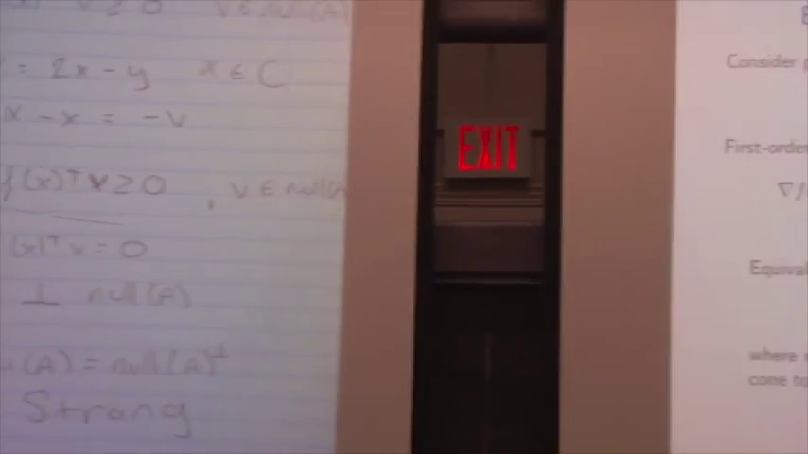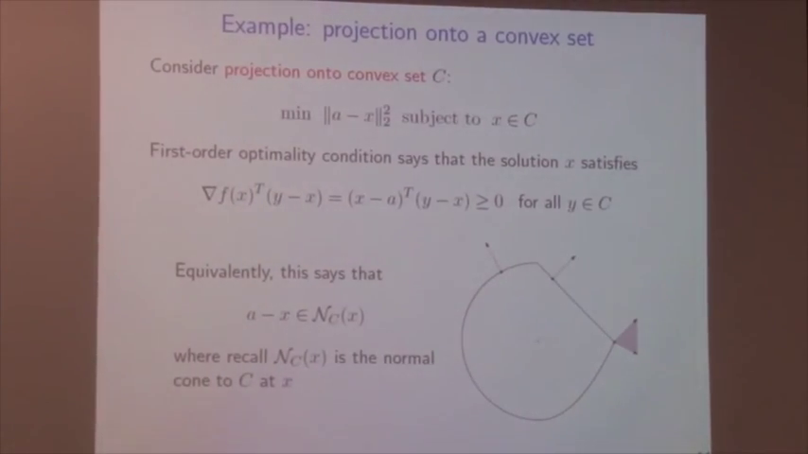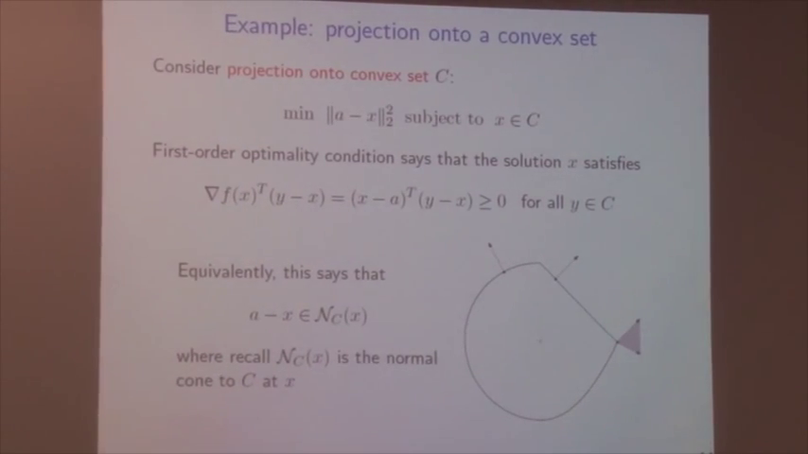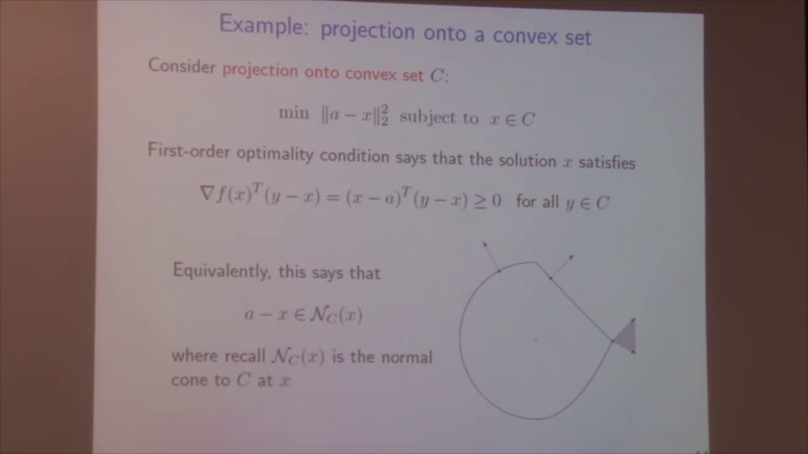Okay, so let's talk about a problem that maybe some of us have done before, which is projection onto this convex set. And we're going to see that it's related to something that we've already learned in this class. What I want to do in this projection is minimize the distance between the point I'm projecting, A, and the point in the set, X. That's going to be the result of my projection.